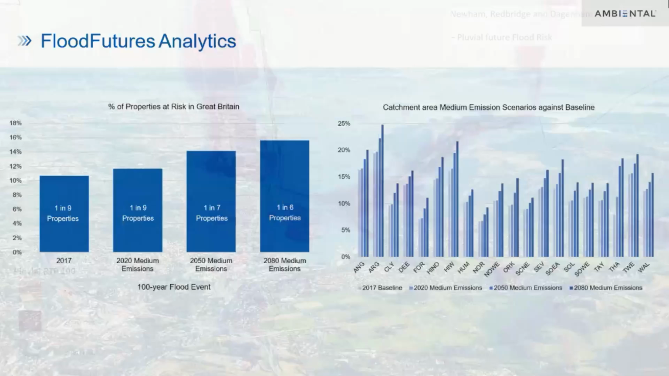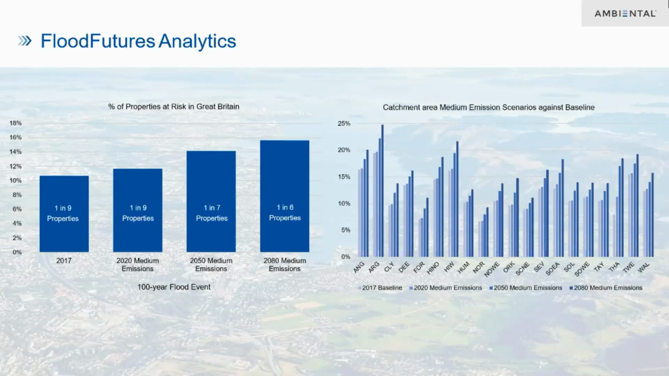And just some stats here. Again, this is Ambiental's interpretation of our data, looking at the properties. In 2017, looking at the base, 1 in 9 properties has got potential risk, and looking at the different emission levels, the medium at 2050 and 2080, we're predicting that 1 in 6 properties in 2080 under a medium emission scenario is going to be potentially flooded. And you can see the graph on the right, the different catchments. There are different levels of properties which are going to be affected in those different catchments. So it's not across the country, which we've modelled under the projections as well.